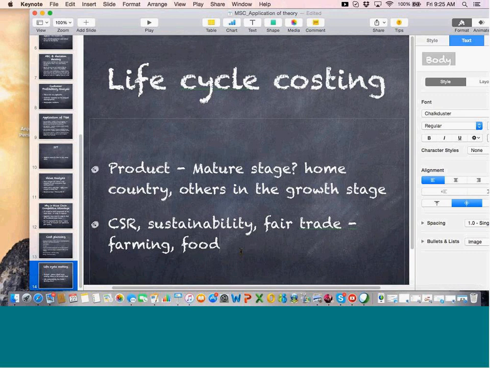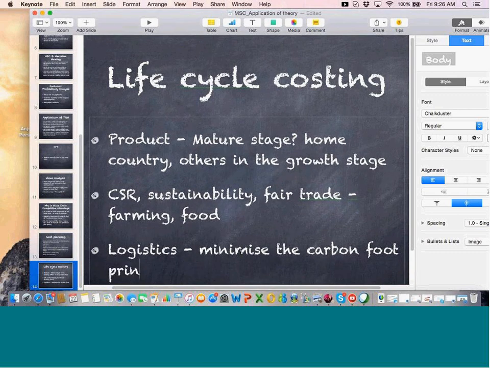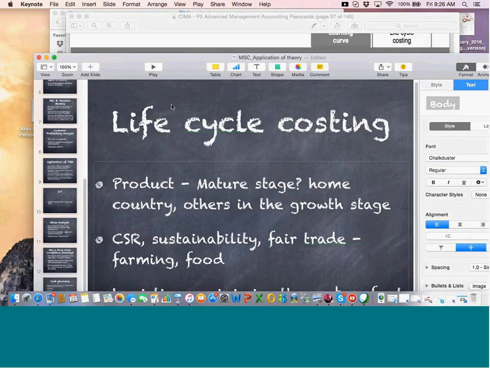Then to the mix of that, you need to think of the logistics. Logistics come into play as well. How can we minimize the carbon footprint? Any views on these? This part is life cycle costing.